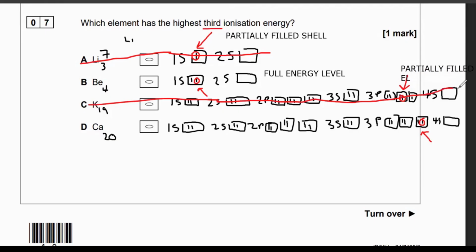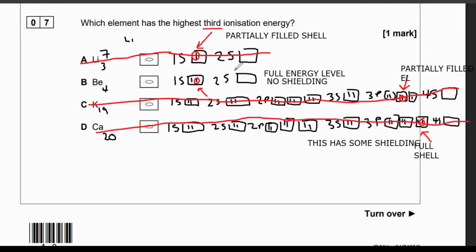Right, there's no shielding for beryllium, so beryllium is going to be the hardest one to remove because it feels that nuclear attraction the most. It's very close to the nucleus. There's no shielding blocking it from the nucleus. Whereas, although the third electron in calcium is also in a totally filled subshell, so hard to break into, it is shielded from the nuclear attraction, so should be a lower third ionization energy than the one for beryllium. And there you go.